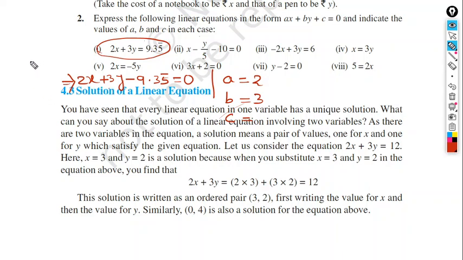You just remember one thing in your mind, the form is this one: ax plus by plus c. This form you have to write. Ax plus by plus c. Plus c means here it is minus. Therefore, it will be like this. Plus.